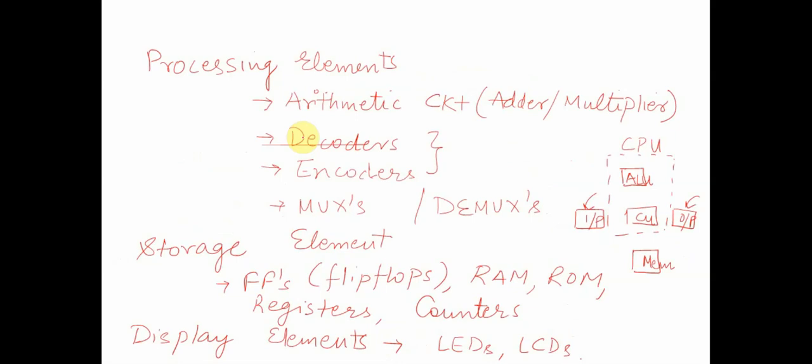All the processing elements like arithmetic circuits, decoders, encoders, and multiplexers are nothing but combinational circuits. And we have a set of storage elements like flip-flops, registers, counters, RAM, and ROM, which are nothing but sequential elements. Then we have static elements like display elements, LEDs, and LCDs.